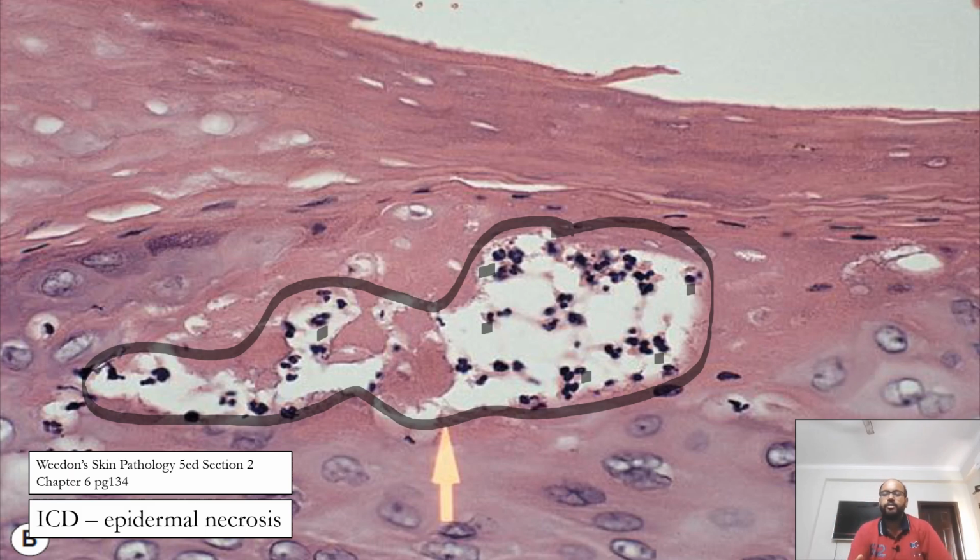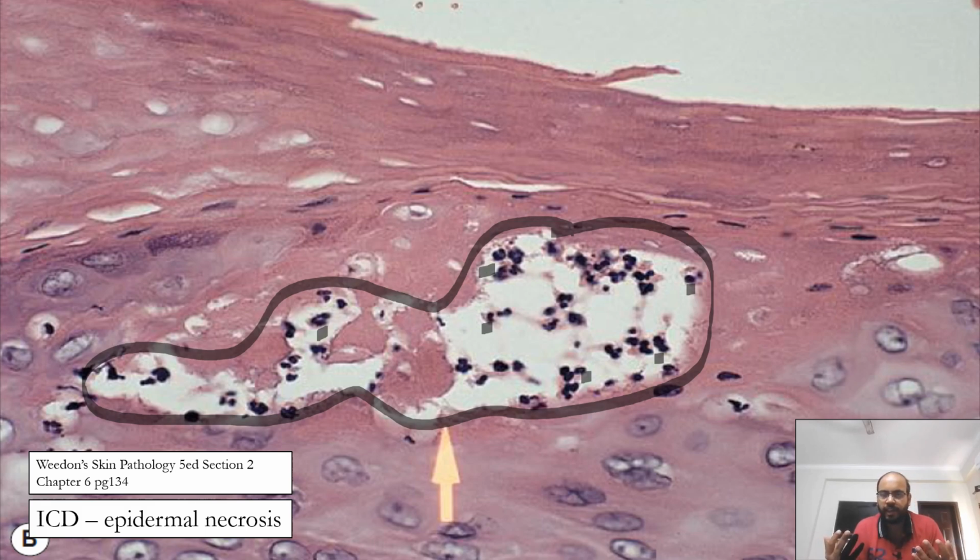So let's discuss each of these disorders one by one. So this is an irritant contact dermatitis, and it shows epidermal necrosis. Look at this area. There is such a severe destruction in the upper layers of epidermis. Upper layer, why? Because contact has happened, so it has to be upper layer.